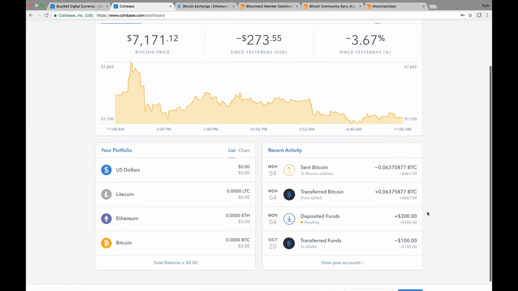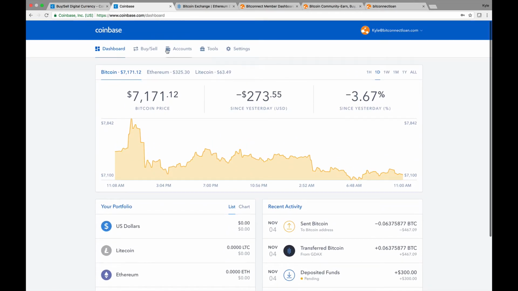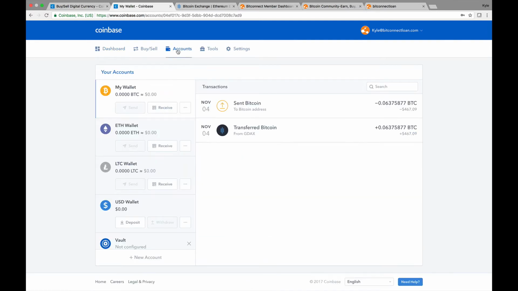So that's the recent activity here, and when you're ready to start buying and selling, you need to get US dollars into this account. The way you do that is you're going to come here and you're going to see what you have going on in my wallet. This is the Bitcoin wallet here. This is the Ethereum. This is the Litecoin. Each has its own wallet that you can send and receive to, and they have unique addresses.